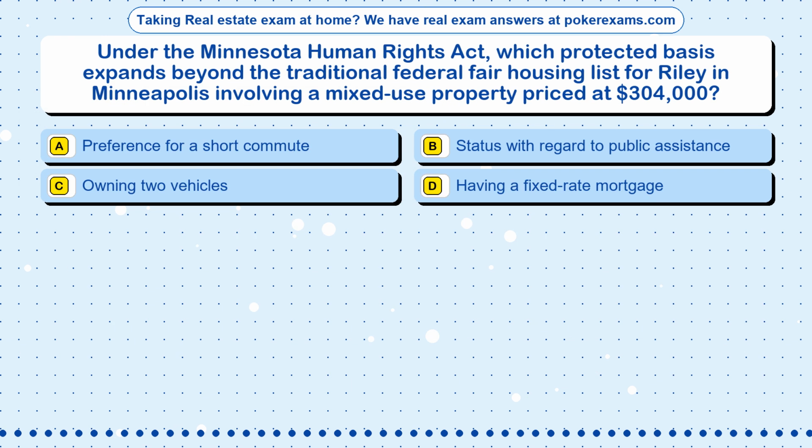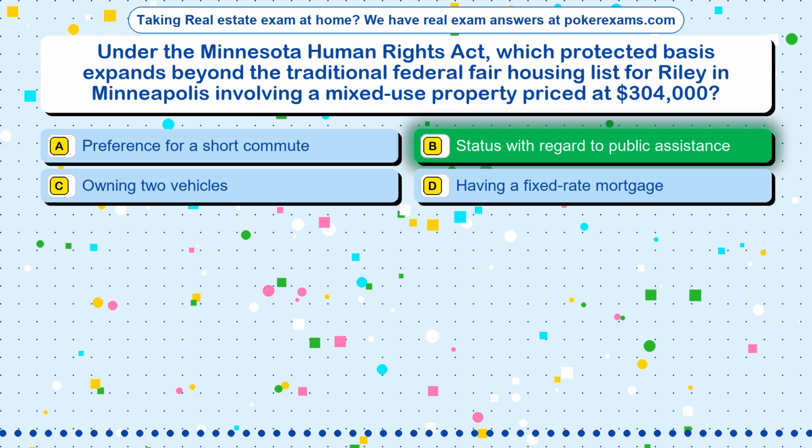Question 38. Under the Minnesota Human Rights Act, which protected basis expands beyond the traditional federal fair housing list for Riley in Minneapolis involving a mixed-use property priced at $304,000? Option A, preference for a short commute. Option B, status with regard to public assistance. Option C, owning 2 vehicles. Option D, having a fixed-rate mortgage.